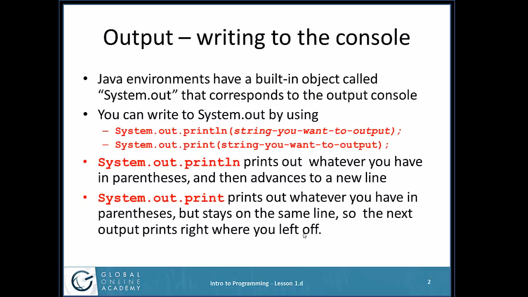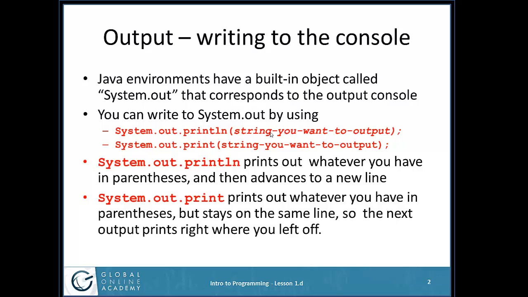When we write to the console, Java environments have a built-in object which is called system.out that corresponds to the console. So this is already taken care of for you by the Java runtime environment that hooks up whatever the output device is to something called system.out in your program. And we've got a couple of different methods that let us write to system.out. We can use system.out.println or system.out.print. Both of them take one parameter, the string that you want to output.